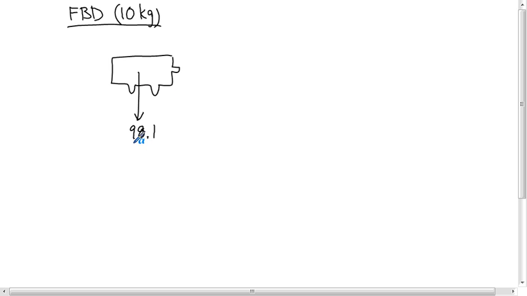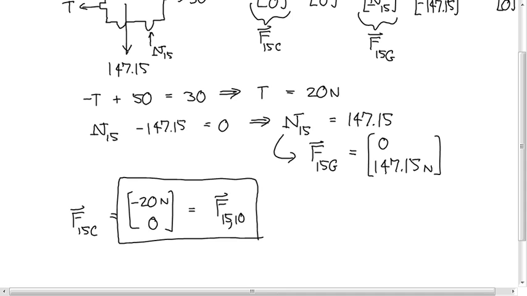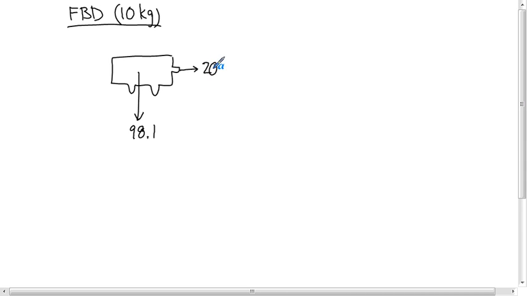So the weight is 98.1. And then go around the boundary. Where are other things contacting? Well, over here at the cable, that cable tension is the same as the cable tension on the other side. We calculated, what was that, 20? So we know that this is 20. And then the other place is the normal force applied to the 10 kilogram by the ground.